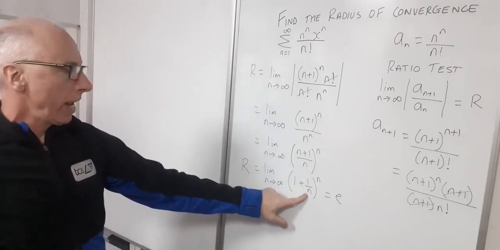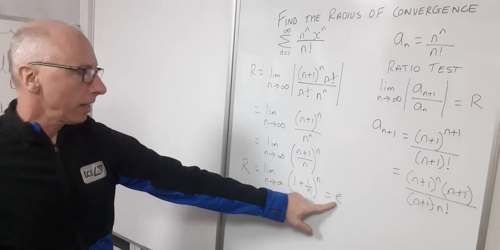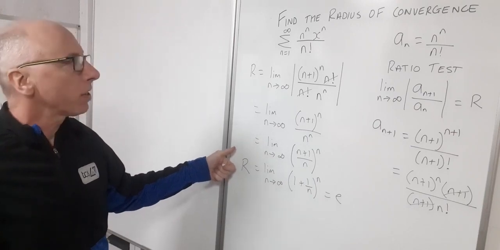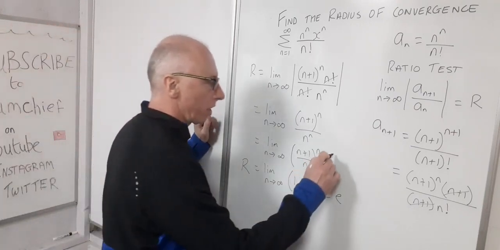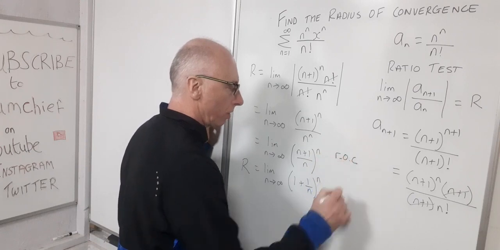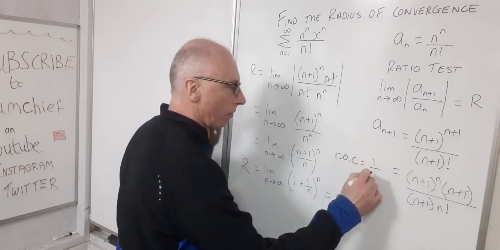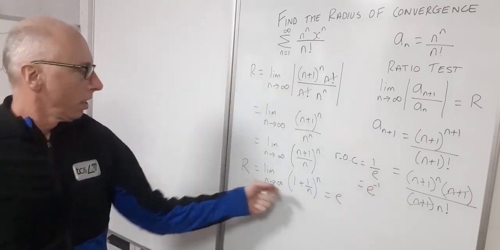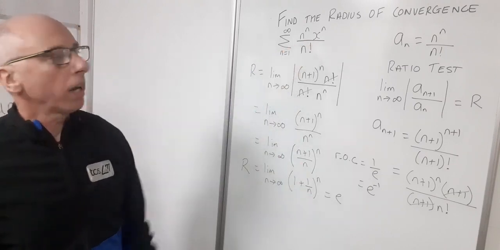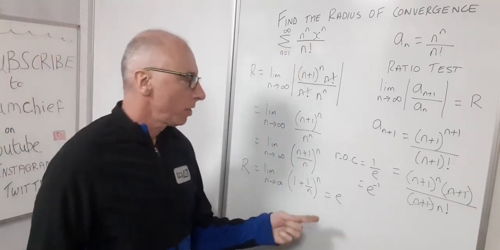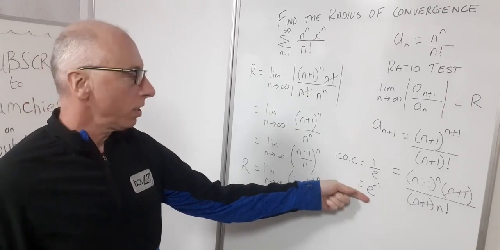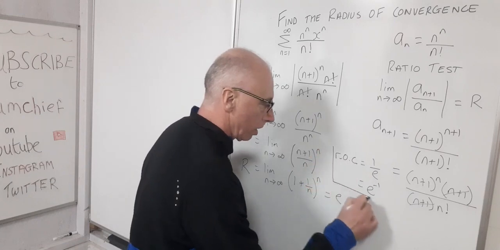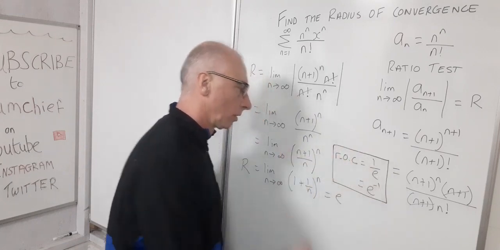Now 1 plus 1 over n to the n gives e, and this is our R, so we can just take the reciprocal of that, and that will give us our radius of convergence. So our radius of convergence is basically 1 over e, or you can write it as e to the minus 1 if you prefer. So that is the result of the radius of convergence of this power series. Therefore, the largest disk for which this series converges has radius 1 over e. Okay. There we go.